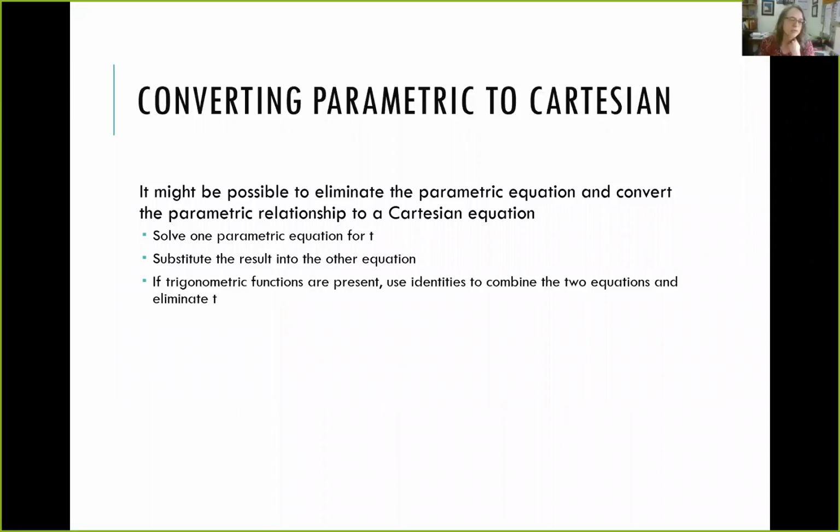Now, I mentioned a minute ago that we can convert from parametric to Cartesian. This ability relies on being able to solve one parametric equation for t. So as long as we can solve one of our equations for t, in other words, as long as one of our parametric equations is invertible, then we can use that result to eliminate t from the system. And that's really what we're doing. If we have trigonometric relationships present, we want to be sure and use our identities to combine the two equations.